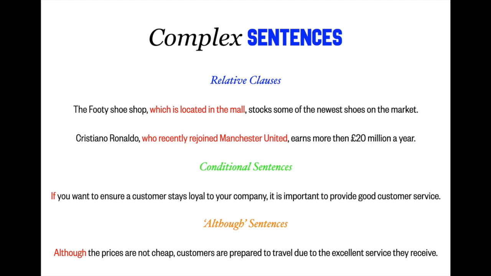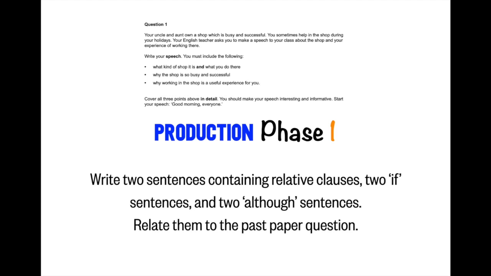This is another sentence structure that you can use, and you should try to incorporate it in your writing. So let's move on to production phase number 1. I want you to write 2 sentences containing relative clauses, 2 if sentences, and 2 although sentences. And can you please relate them to the past paper question, which you can see on the screen now?